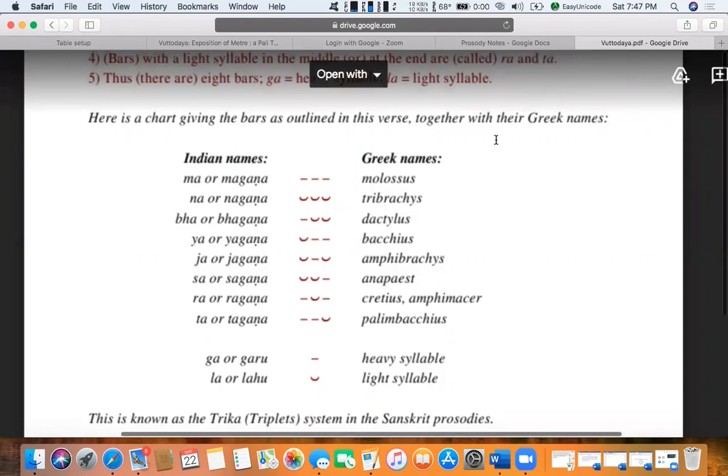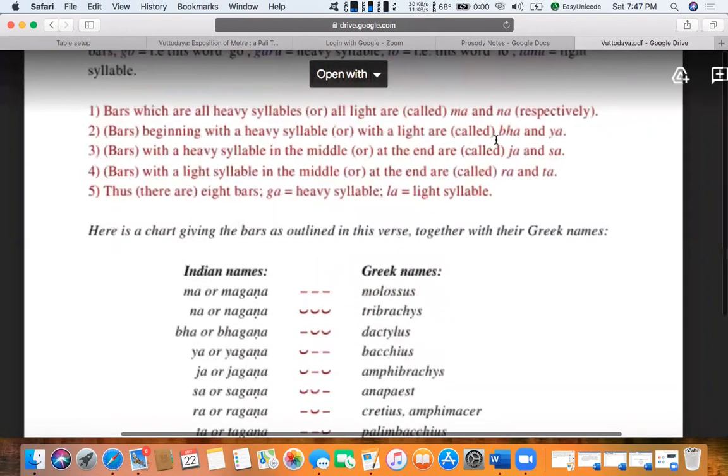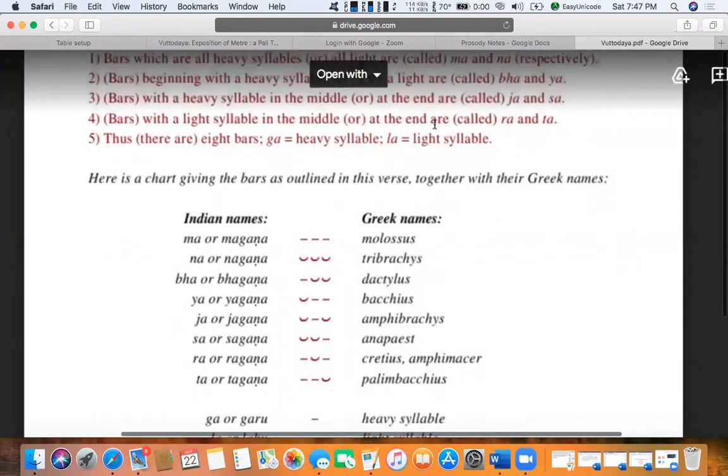Okay. So time is up. We can stop at 8. Is it okay? Yes, Bante. So there are two types of syllables, garu and lahu. In Sanskrit, guru and laghu. In English, heavy syllables and light syllables. There are two types of syllables.